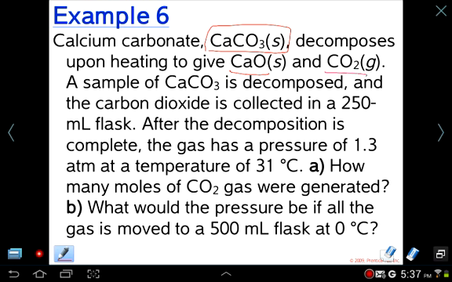A sample of this solid is decomposed, and the gas is collected in a 250 milliliter flask. After the decomposition is complete, the gas has a pressure of 1.3 atmospheres and a temperature of 31 degrees Celsius. How many moles of CO2 gas were generated? And then another question, what would be the pressure if all the gas was moved to a 500 ml flask at 0 degrees Celsius? The second part essentially is a combined gas law equation. But the first part will be an ideal, this PV nRT gas law equation.